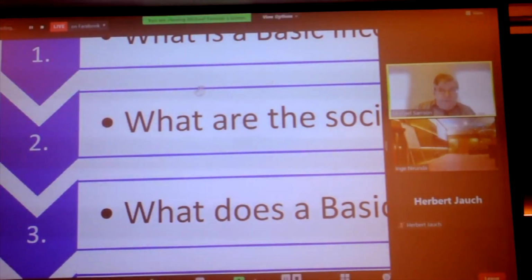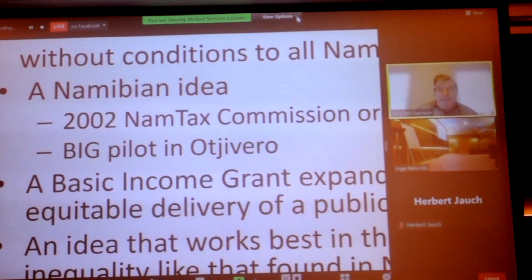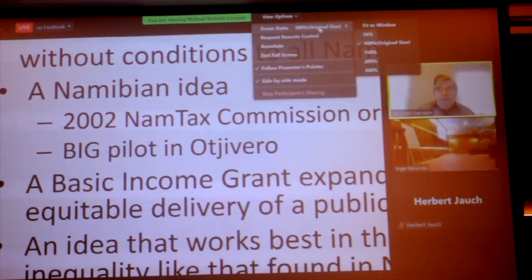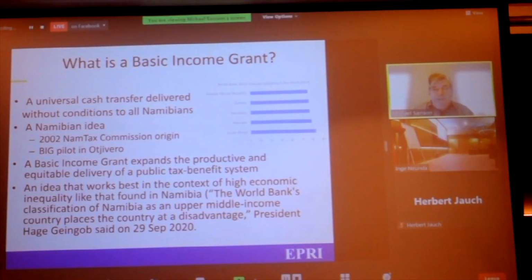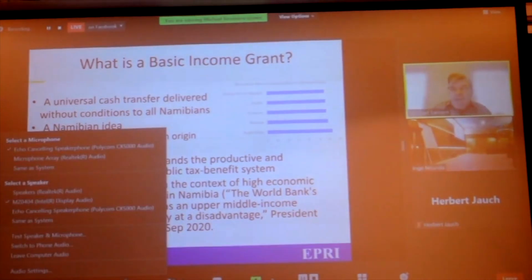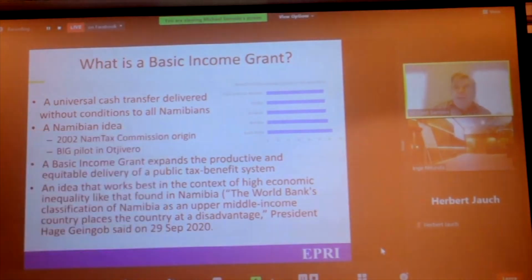is its universalism. We can define a basic income grant as a universal cash transfer delivered without any conditions to all Namibians. It's a Namibian idea. It came out of the 2002 NAMTEC Commission, and it was tested in a pilot in Otjivero, as we heard about just a couple minutes ago. And it expands the productive and equitable delivery of a public tax benefit system.